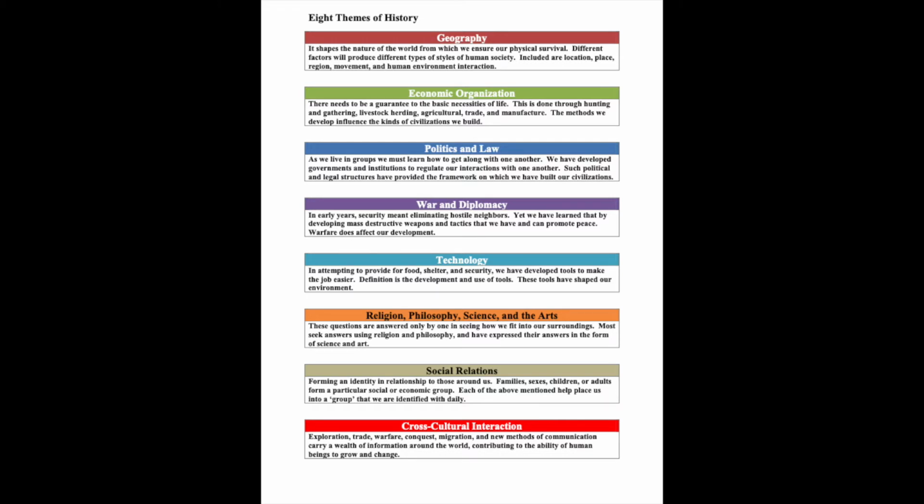We'll make it real simple. We'll just focus on the eight. We won't focus on like the subtopics or any of the minor examples that we gave throughout the year. But let's take a look at the first one.